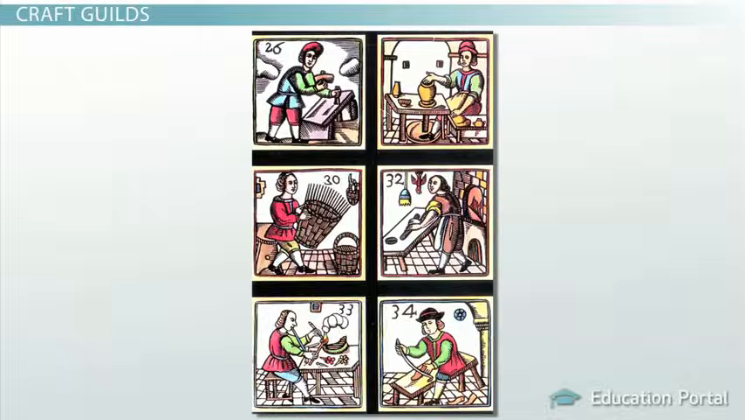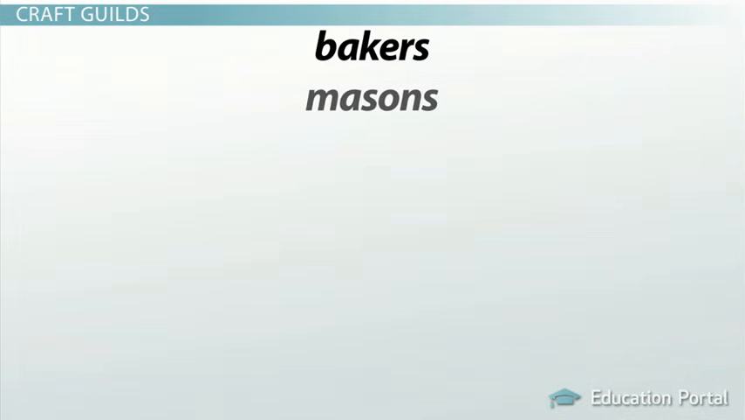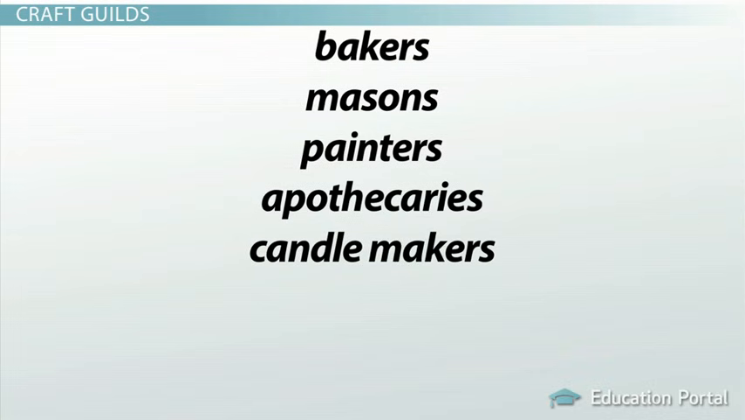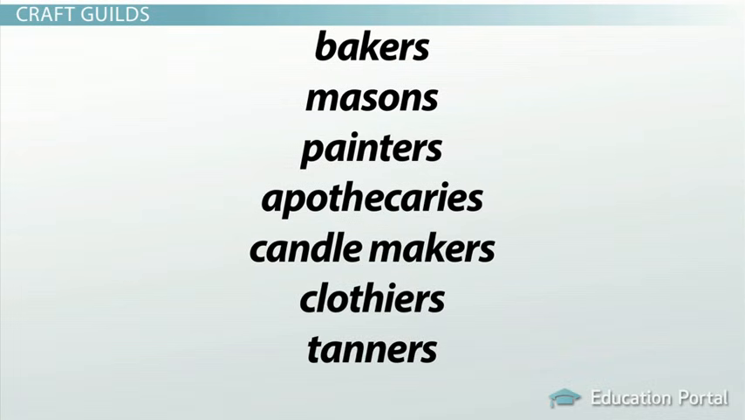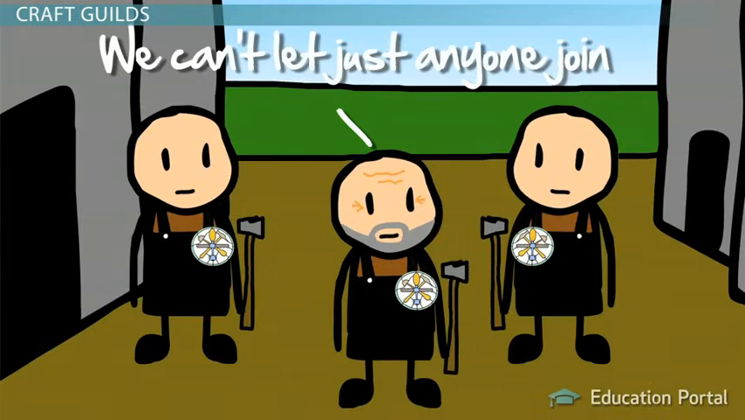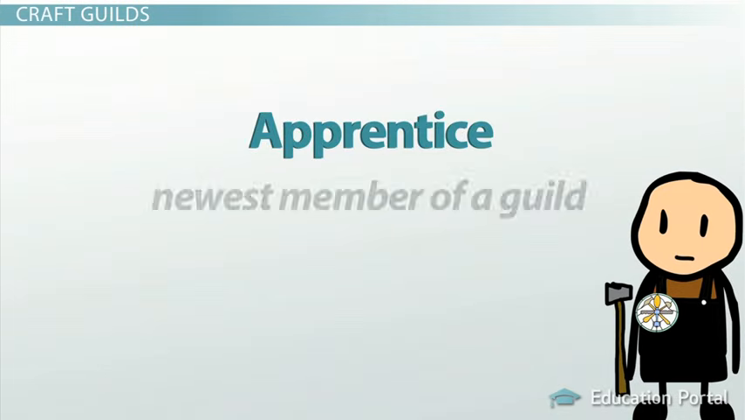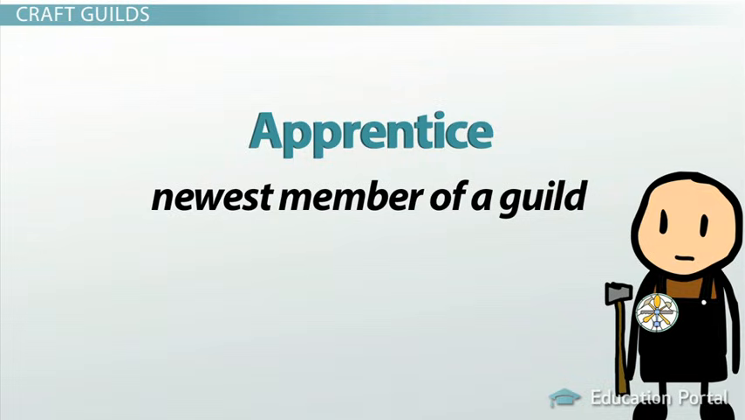Some of the guilds formed at this time include the following: bakers, masons, painters, apothecaries, candle makers, clothiers, tanners, and cobblers. Although craft guilds attempted to regulate the number of members, the guilds grew in number and size very quickly. A hierarchy developed to regulate members. The newest members of a guild were known as apprentices. Apprentices were developing skills within their craft and learning the ways of business. They were given training by the guild along with food and shelter.